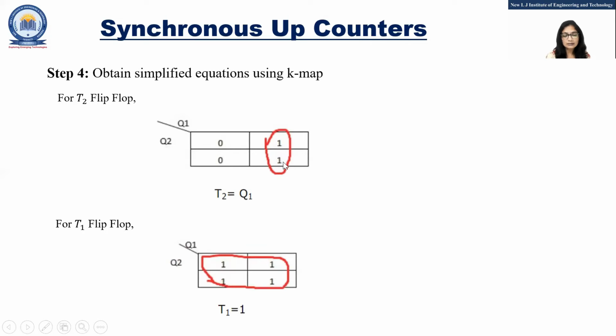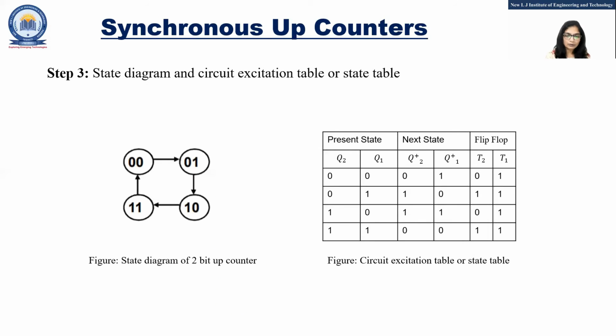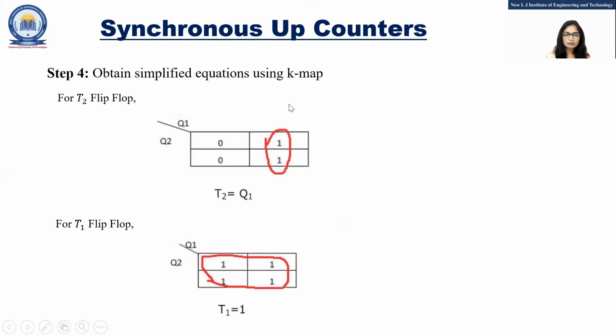So 4 blocks are there in the K-map. Okay, and the input variables are Q1, Q2. So 0, 1, 0, 1. For these combinations, where Q2 is 0 and Q1 is 1, the output will be 1. And for this combination, 1 1, the output will be 1. So here we'll put 1, 1 in this block. This is Q1 is 0, Q1 is 1, and for this block, Q2 is 0 and Q2 will be 1.